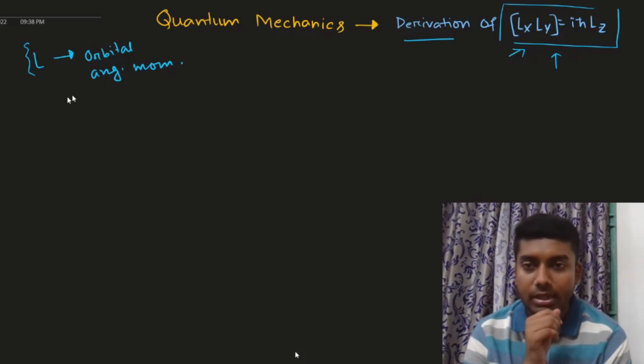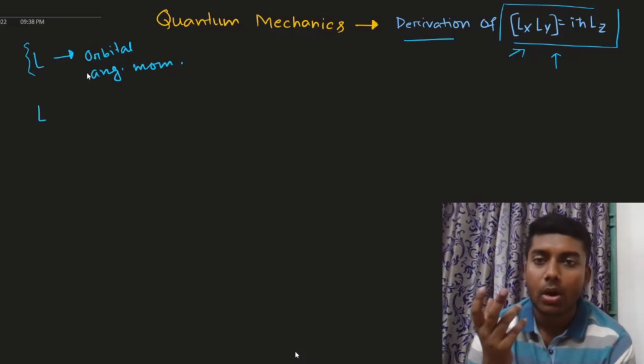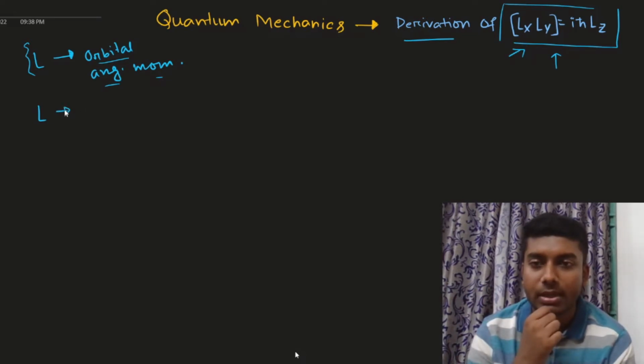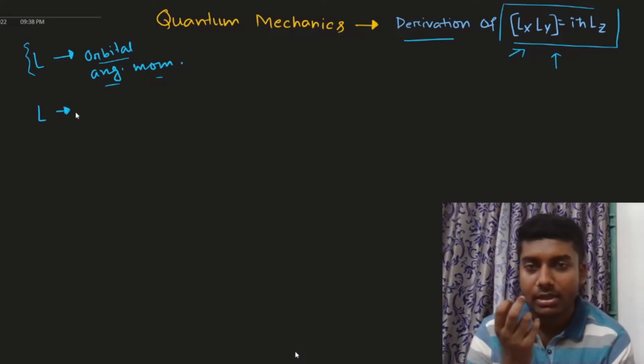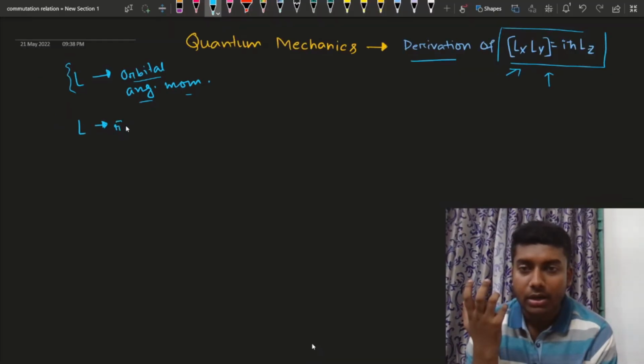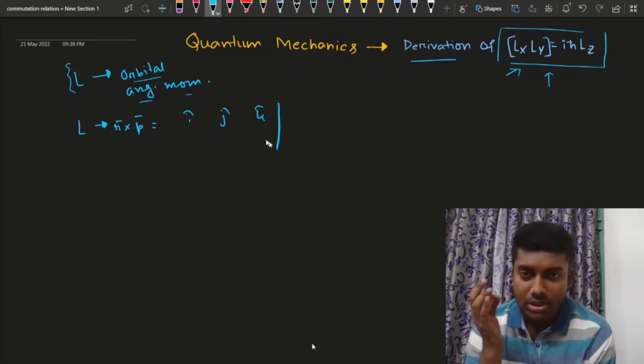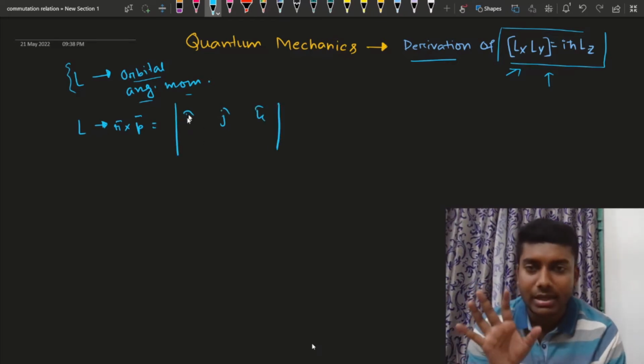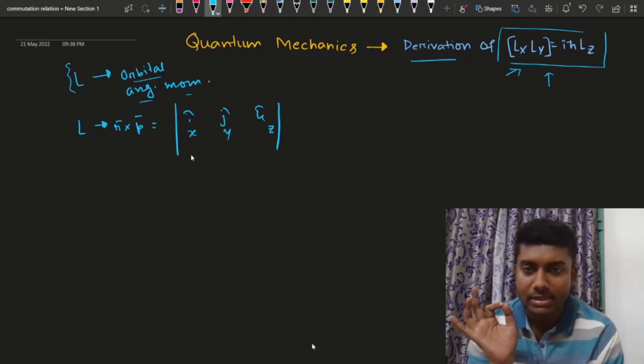So we know that L means the orbital angular momentum. In classical mechanics, we know that L is the angular momentum, L equals R cross P, where R is the position vector. I will discuss it in detail, step by step. R means x, y, and z, and P is Px, Py, and Pz.